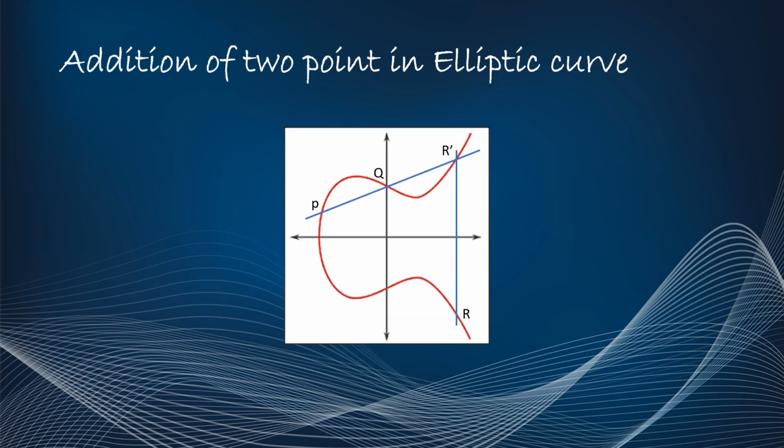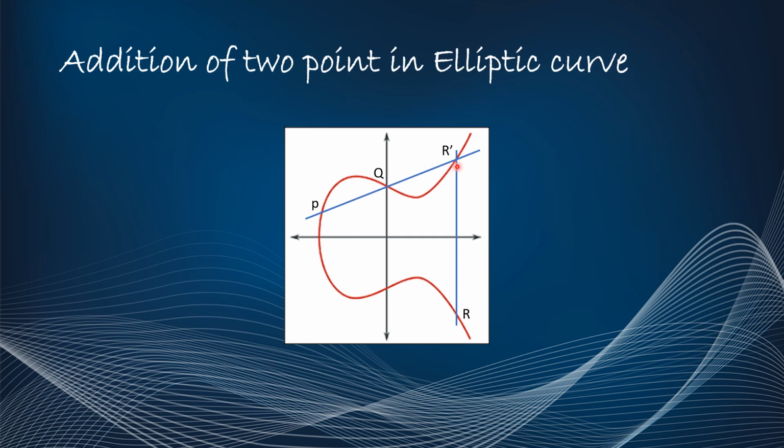Addition of 2 points in an elliptic curve. The addition of 2 points in an elliptic curve is slightly different from normal addition. For that we need to draw a line which intersects the points P and Q, and further it will intersect a point R, which is our addition of P and Q.